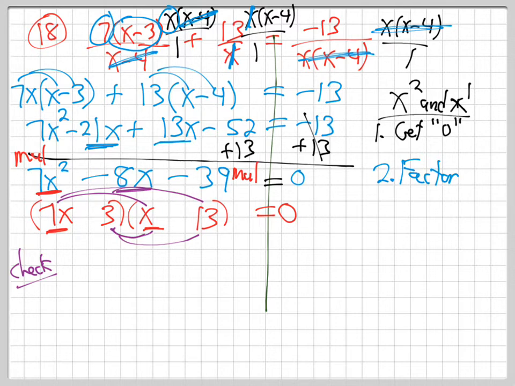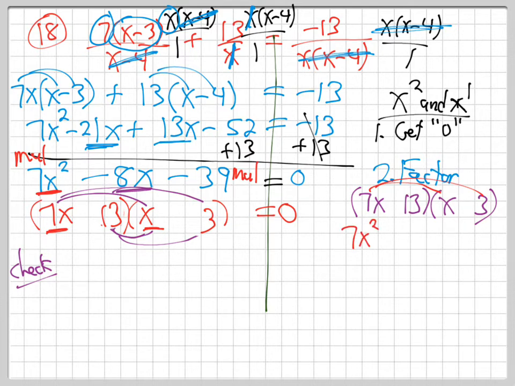Need to go back and switch this order. See, the order matters. Got to put the 13 there and the 3 there. I'll check it over here on the side because this one will work. So 7x and 13, and x and 3, this one will work. So the 7x goes to both. 7x squared plus 21x, and the 13 goes to both. No signs. There's no pluses or minuses yet. 13 goes to both. 13x and 39.